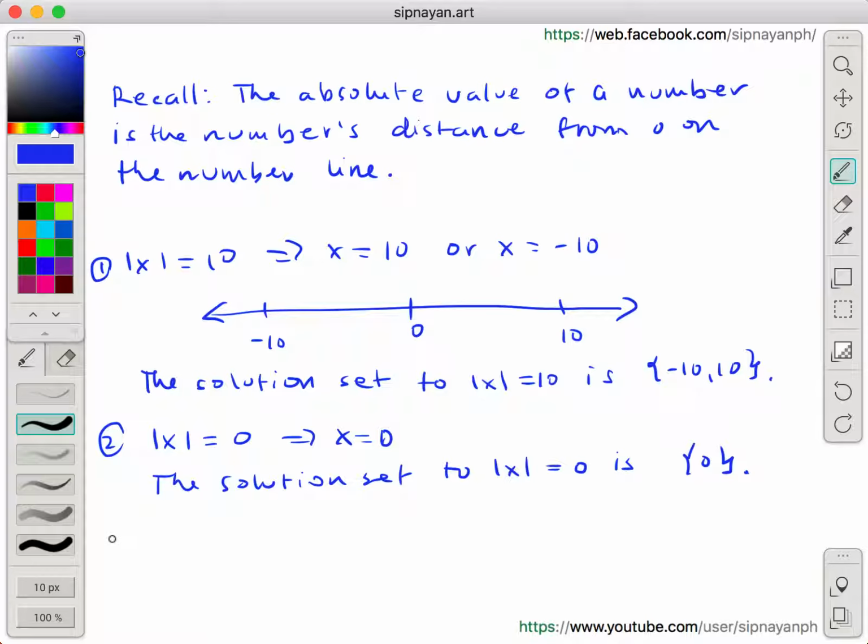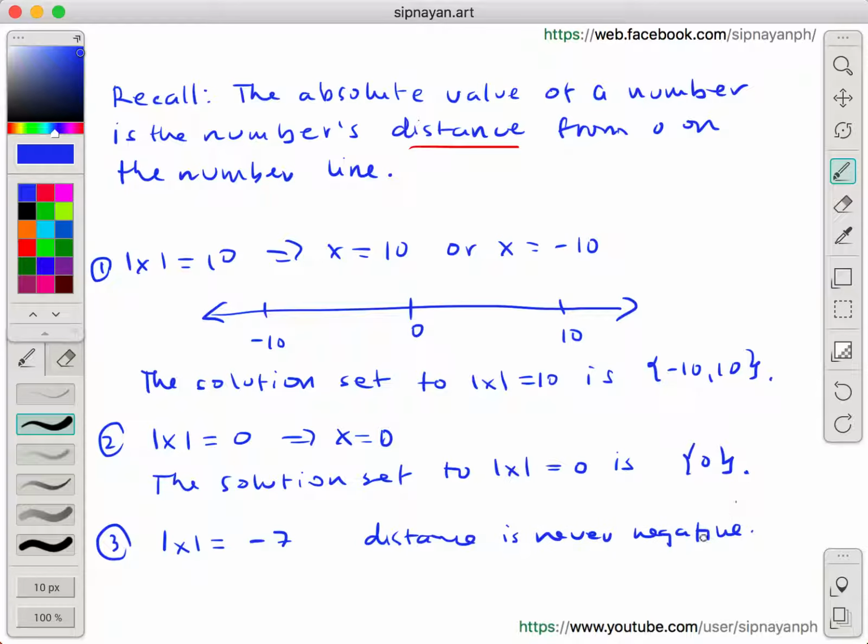So number 3, we have another example. What if the absolute value of x equals negative 7? Pwede ba to? Hindi siya pwede kasi pag sinabi natin, again, the absolute value of a number is the distance from 0. Pag pinag-uusapan natin ang distance sa math, ang pinag-uusapan natin ay positive, kasi wala namang distance sa negative. So ibig sabihin, there is no solution. Distance is never negative.